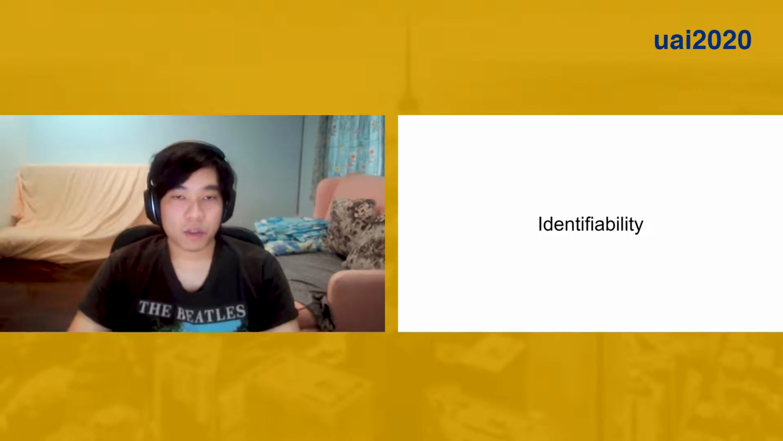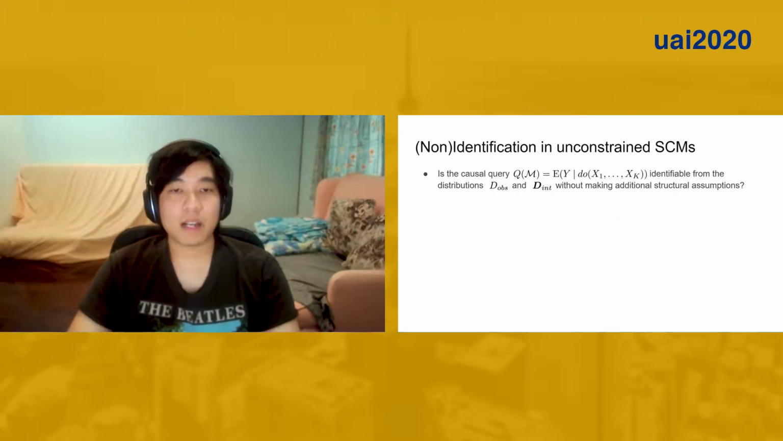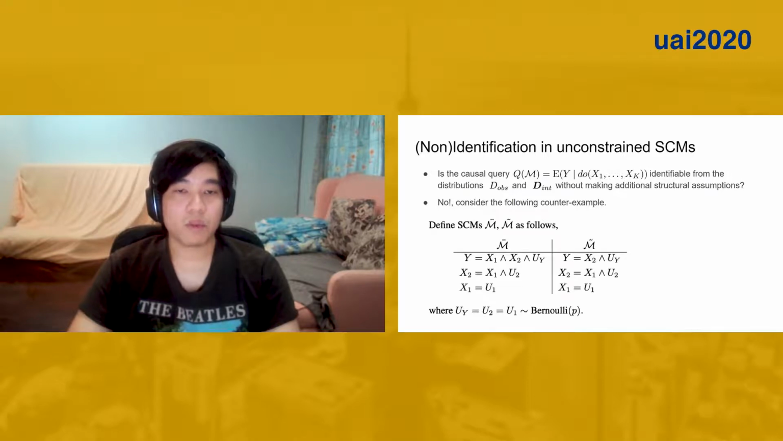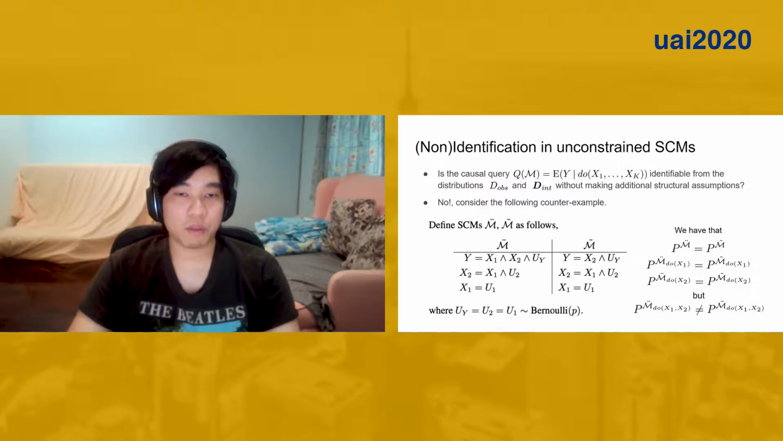So now the next natural question to ask is whether the effect of the joint interventions is identifiable from our given data sources or not. The answer is no if we don't assume any structural assumptions. And we can see this using the following causal example. We construct these two SEMs, where we show that the two SEMs entail identical observational distribution and also entail the same single variable interventional distribution, but they have different joint interventional distributions. By this example, the effect of the joint intervention is not identifiable without further structural assumptions.